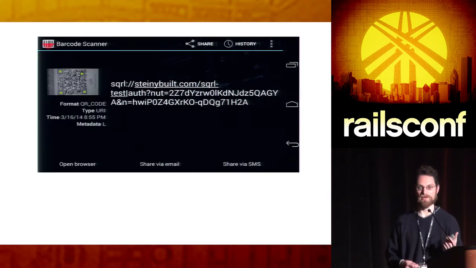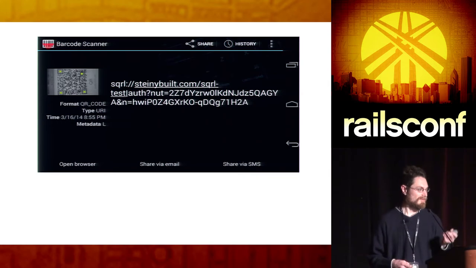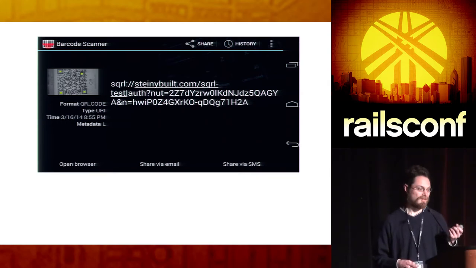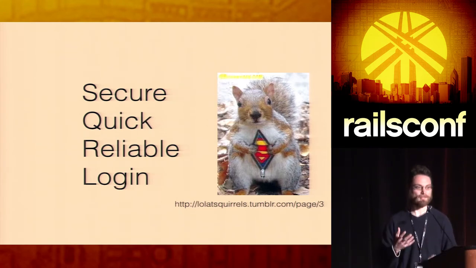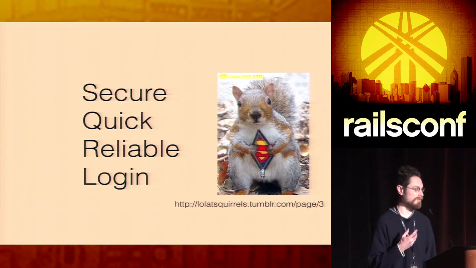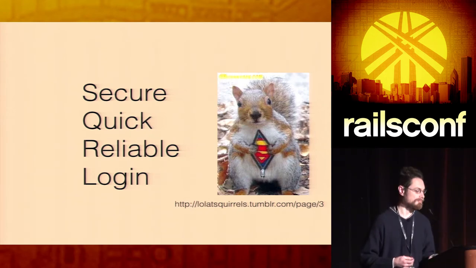An app on your phone recognizes the URL and logs you into the site. You're done. This is the idea of SQRL, or I often say Squirrel, which is essentially a public domain method for doing user authentication without password databases and third parties and all that stuff. And because it is a URL, you can also just click on it if you're on a desktop browser.